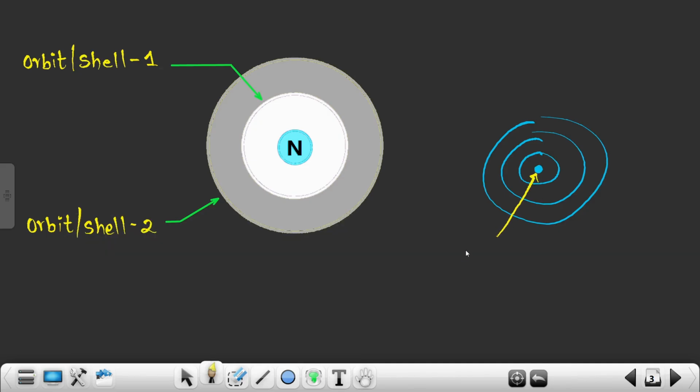In between there is one nucleus, right? Let me write it properly. Yes, in between there is one nucleus. We all know the nucleus has protons and neutrons, right? Protons are positively charged, whereas neutrons are neutral. So don't worry about that.